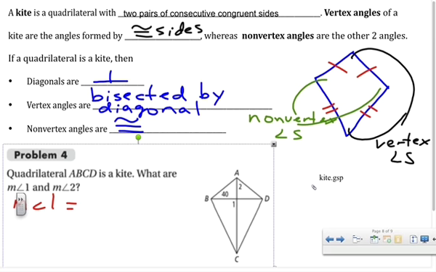Something's being goofy with my screen. Angle 1 was 90, and angle 2 was 50. Please take a moment within your groups to work through Your Turn problem 4.